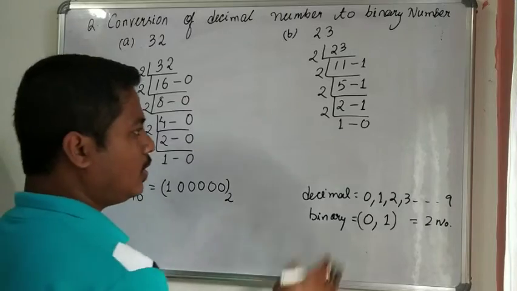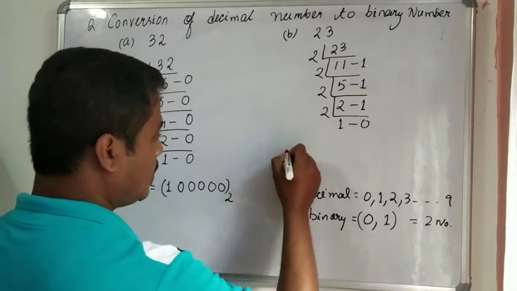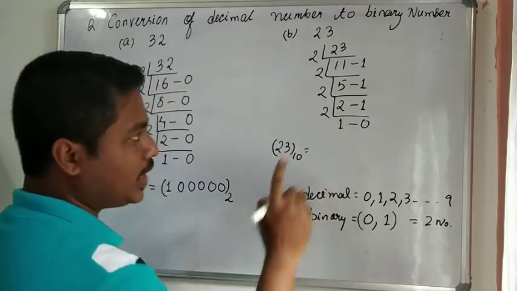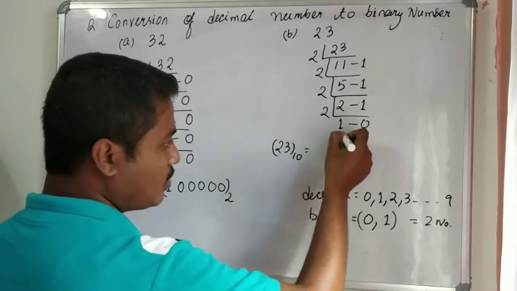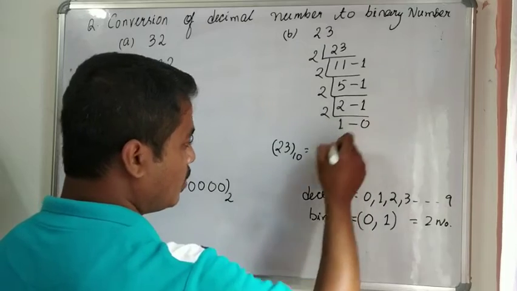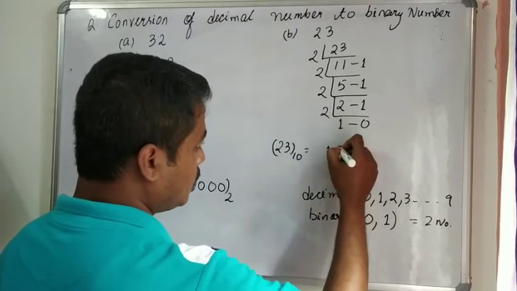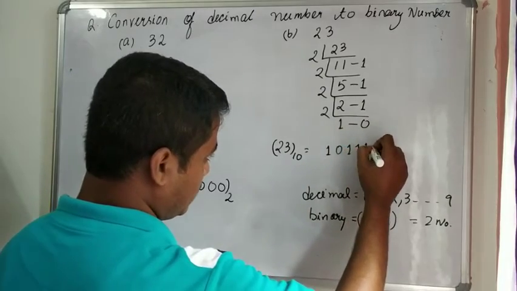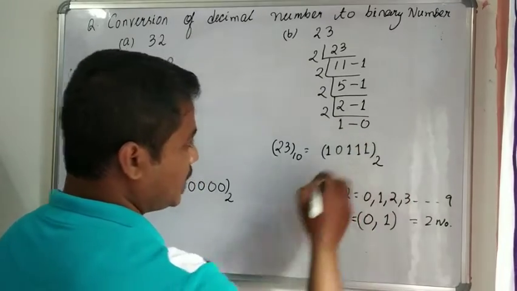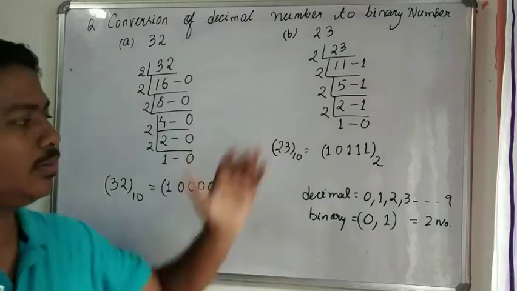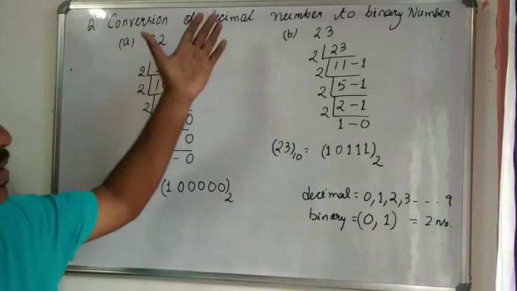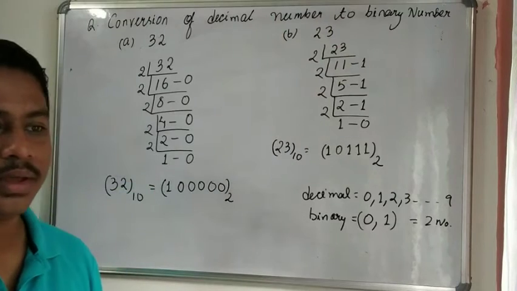Now we have converted 23 base 10 into the binary number system. We have to write in the reverse order, writing from below: 1, then 0, then 1, again 1, again 1. That means three 1s are there. So this has been converted into the binary number system. This is how we have to convert the decimal number system to the binary number system.